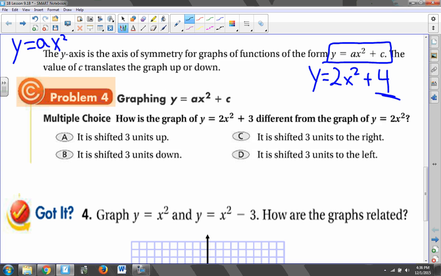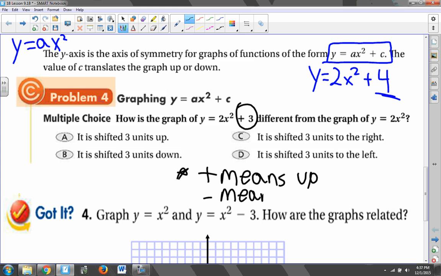So, if we look at this first problem, just as a quick check of that rule, how is the graph of y equals 2x squared plus 3 different from the graph of y equals 2x squared? Well, when we see a plus number right here, that means we've gone up. Plus means up. Please put this in your notes. Plus means up. Minus means down.